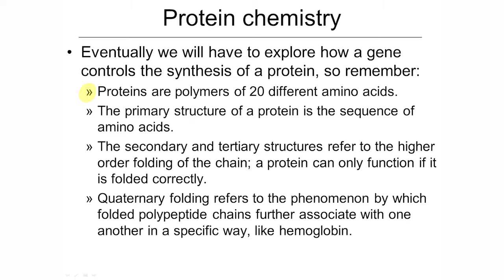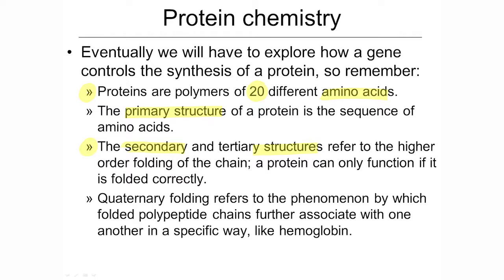So just remember these basics, and if you need a little refresher, any regular bio or chem or biochem book should be able to help. But remember that proteins are polymers of 20 different amino acids, and they fold up, which is very important for their function. So the so-called primary structure of a protein is the sequence, the linear sequence of amino acids. That's directly what a gene controls. Once that's settled, that protein will begin to fold into secondary and tertiary structures, sometimes known as higher order folding.